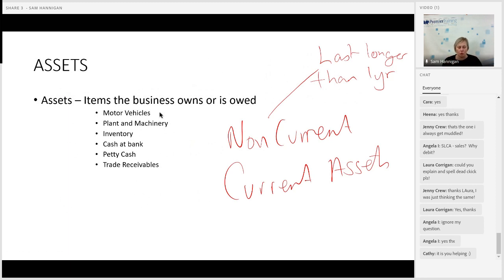So things like your motor vehicle, your plant and machinery, yeah, they would be non-current assets because they're going to last longer than a year. So tables, chairs, microphones, backdrops, anything that's going to last longer than a year that the business owns is classed as non-current. Current assets: inventory, which is the closing inventory, cash at bank, petty cash, trade receivables, yeah, they're current assets. And the reason why they're called current is because their value changes regularly.